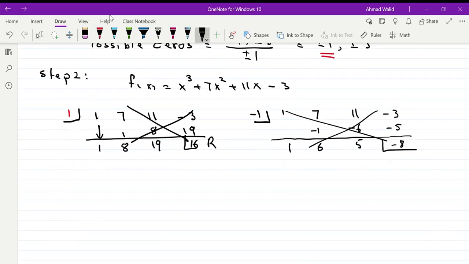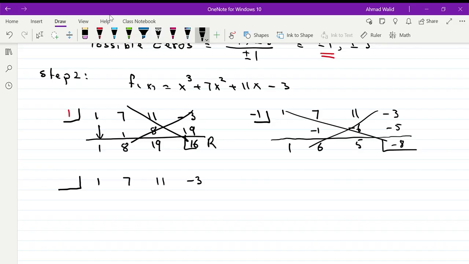Let's continue with synthetic division. 1, 7, 11, -3. It's fun, right? I know. When you're free at home and you have nothing to do, nowhere to go because of COVID-19, find a polynomial function of degree 11 and try to find the zeros, correct? It takes you like half a day to do that.